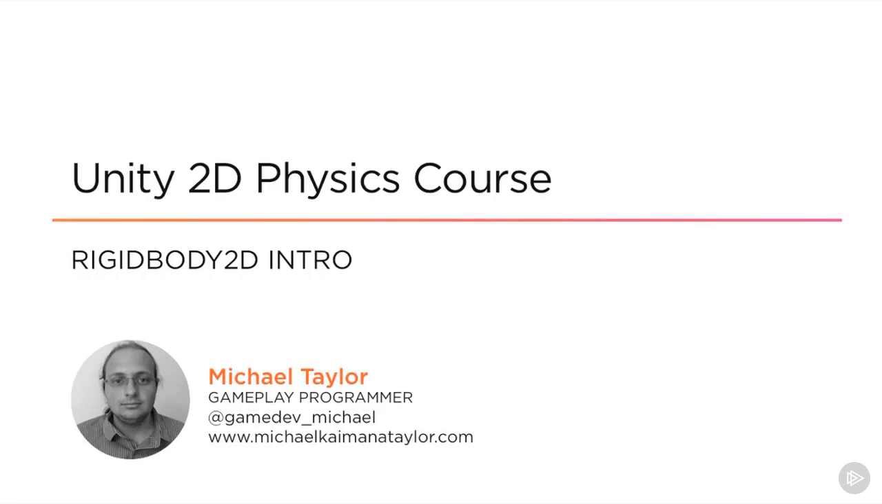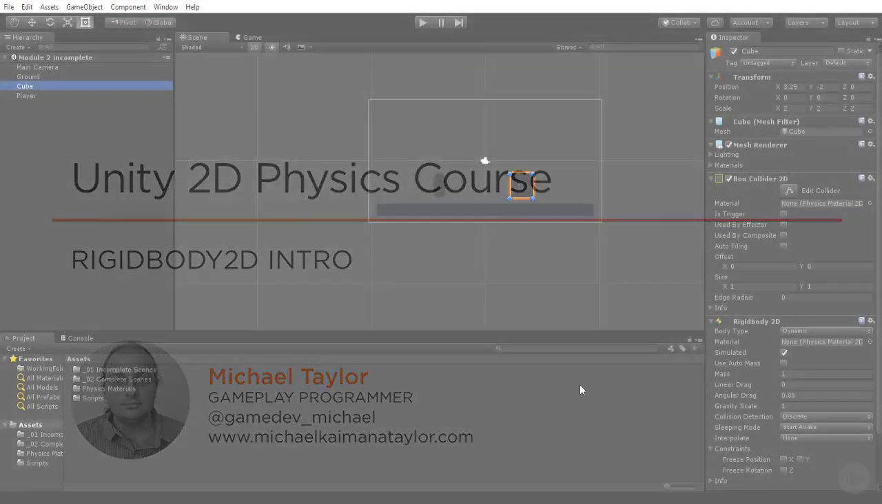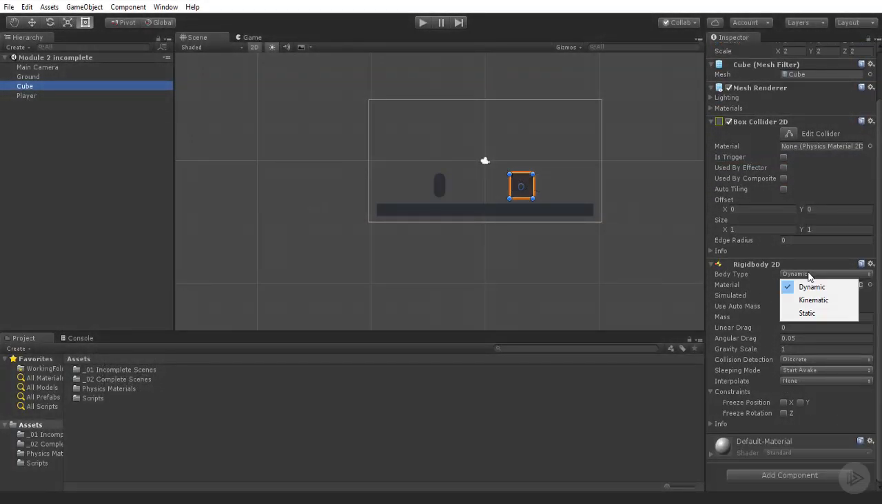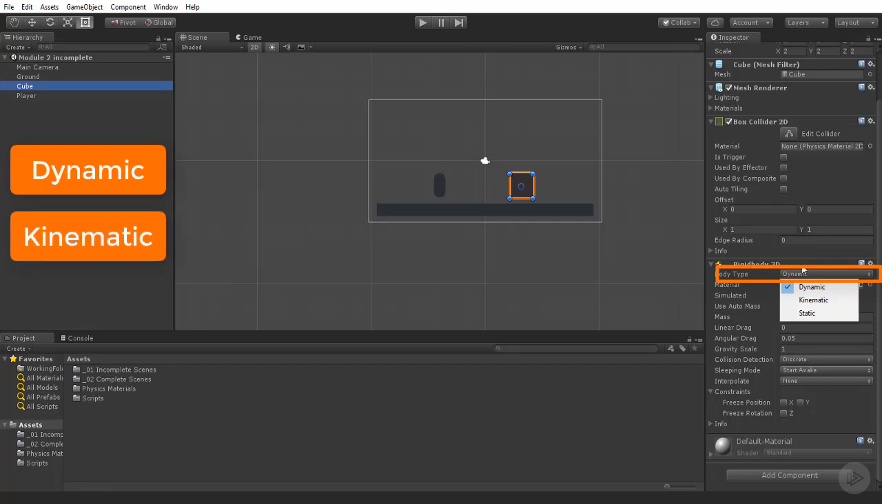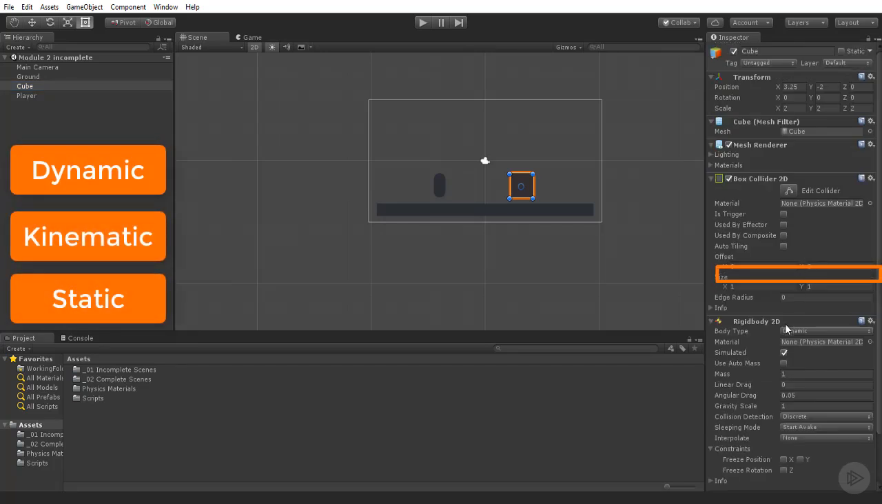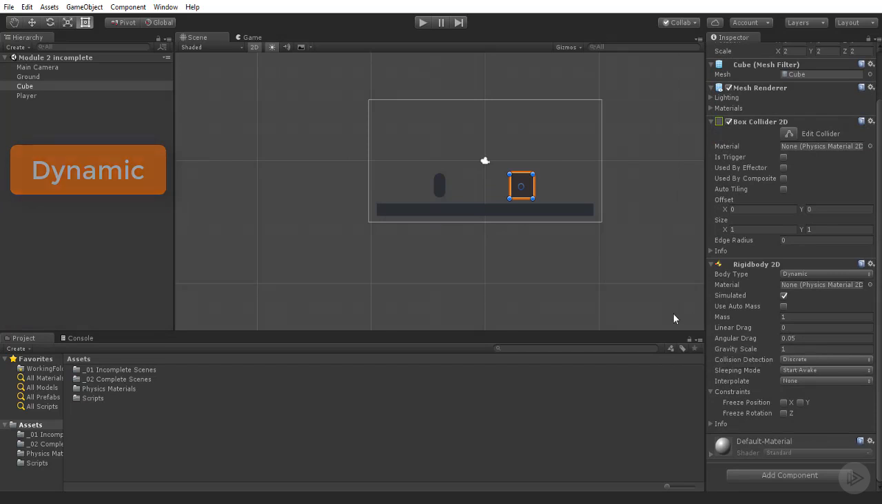This module is going to be covering rigid bodies mostly. Now, we briefly touched on them in an early module, but starting now we're going to go more in depth. Firstly, rigid bodies have three different types of physics: dynamic, kinematic, and static. We're going to start with dynamic first.